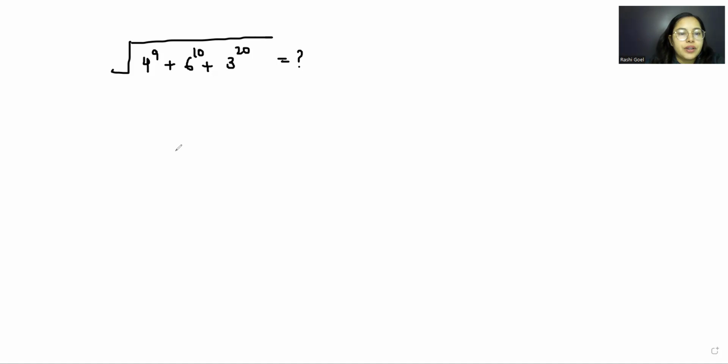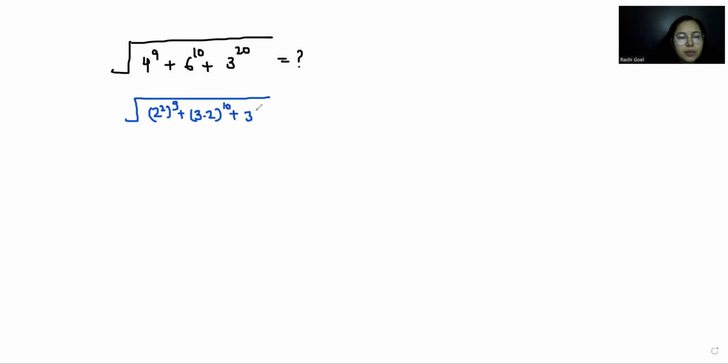My name is Rashi Goel and in this video we are going to solve the square root of 4^9 + 6^10 + 3^20 is equal to what? So let's simplify this. 4 we can write as (2^2)^9, plus 6 as (3 times 2)^10, plus 3^20 we can write as 3^(2 times 10).